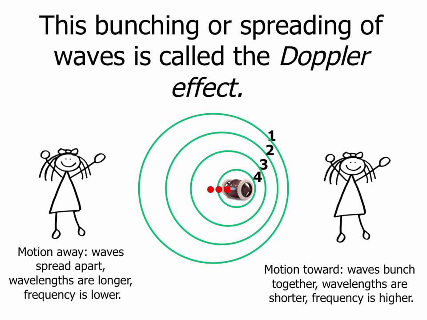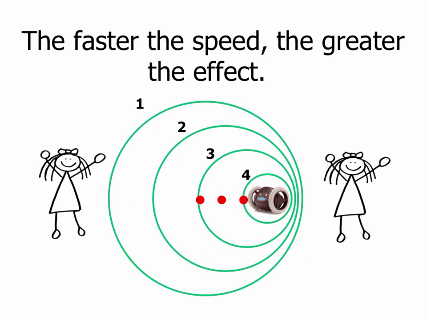Now, if there is motion, then we will hear a Doppler effect. Motion toward an observer results in the beeps bunching together. And if we're talking about waves, if they are bunched closer together, this means that the wavelengths are shorter, which means that the frequency is higher. And if there is motion away, the waves are spread apart, so the wavelengths are longer, which means the frequency is lower. The faster the relative speed between the two objects, the greater the Doppler effect will be.